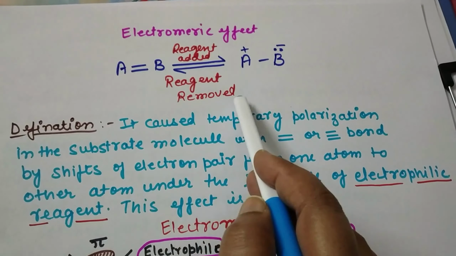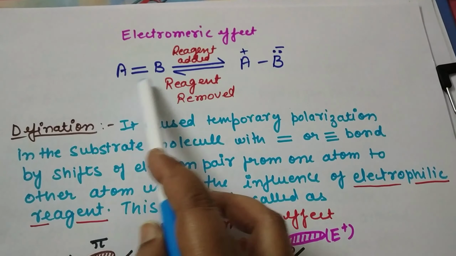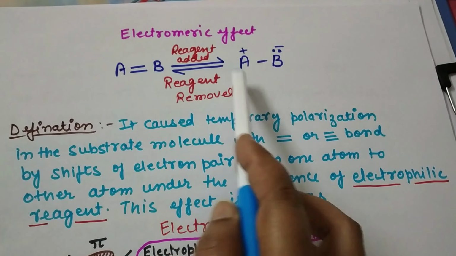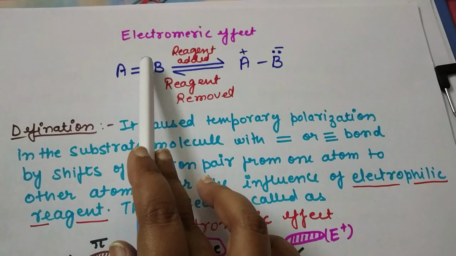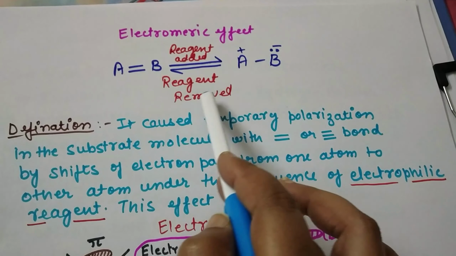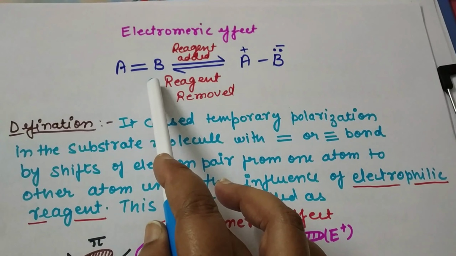But in case the reagent or electrophile is removed, again this double bond will form and you will get the AB double bonded molecule. So it means it is a reversible reaction. If the reagent is added, it will produce the electromeric effect. If the reagent is removed, then again you will get the initial reactant.